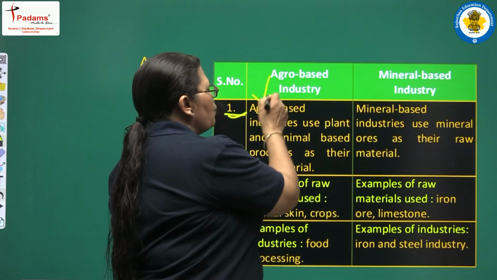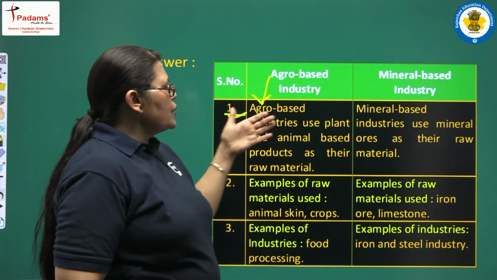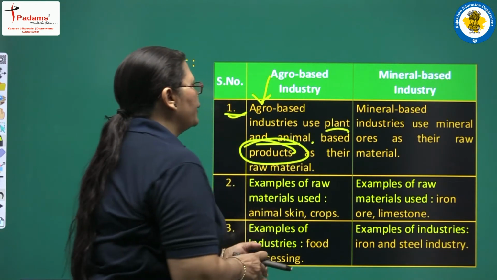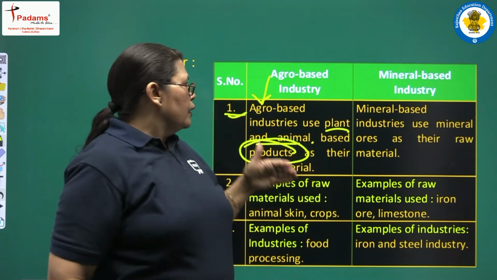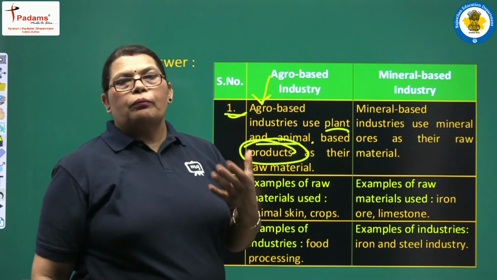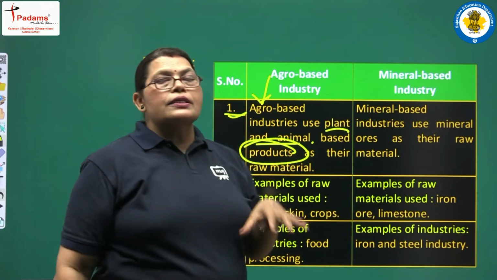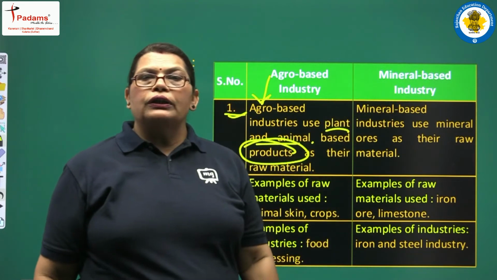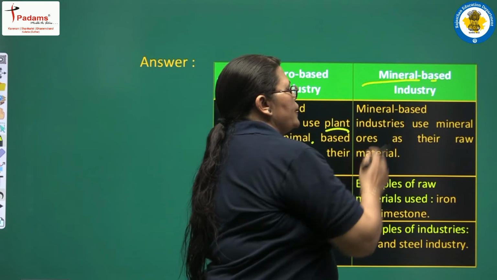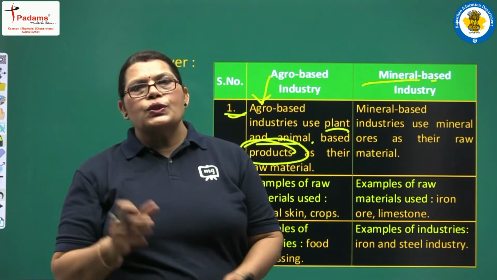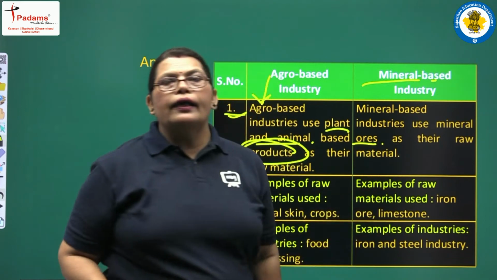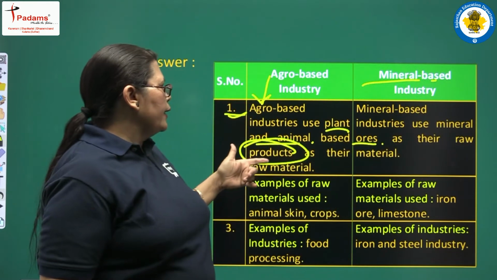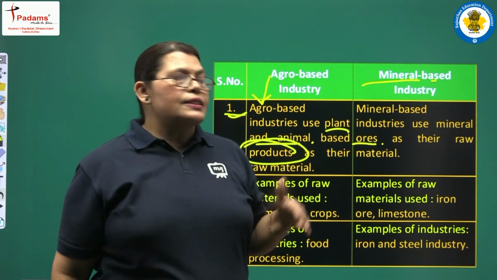We are taking our first point. Agro-based industries use plant and animal based products as their raw material. So, when we are continuing with agro-based or agricultural based, plant and animal based products are normally used in agro-based industries. And when we are distinguishing the mineral based industries, students, see, mineral based industries use mineral ores as their raw material. So, this is the main difference: mineral ores here, and plant and animal based products there.